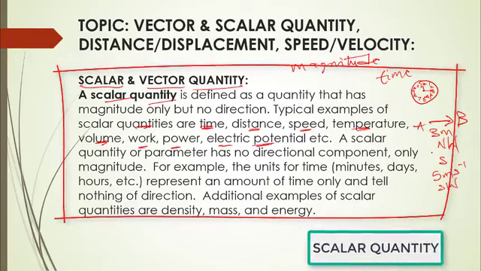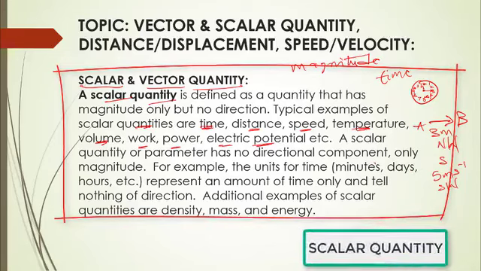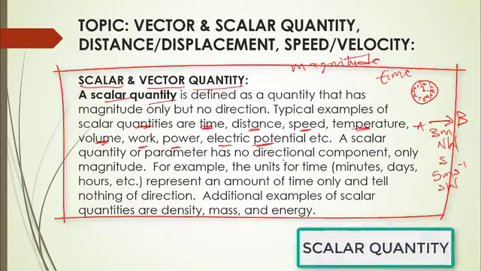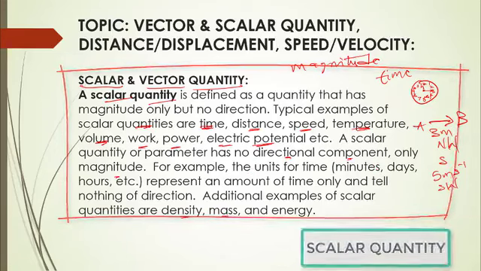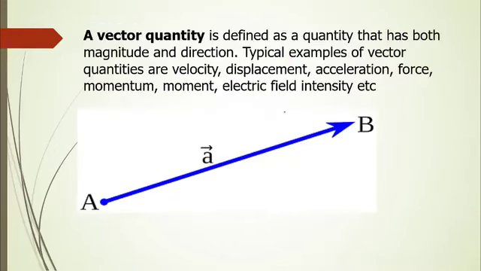Scalar is only concerned about the magnitude, the value of the quantity, and no direction is required. So we say that scalar quantities have no directional components. They only have magnitude. Additional examples of scalars are things like density, mass, and energy.